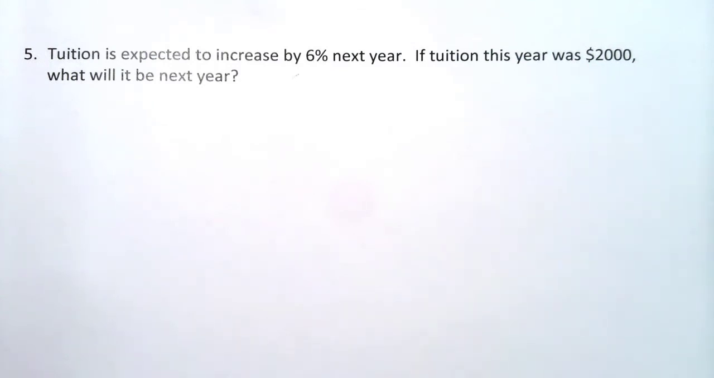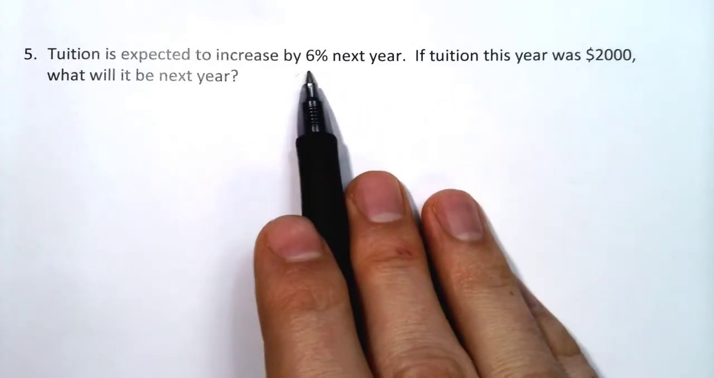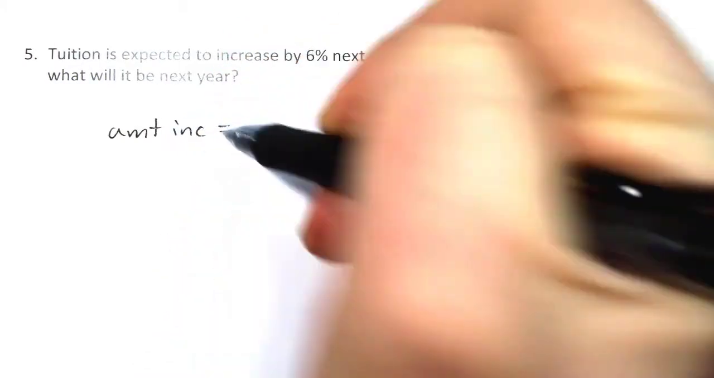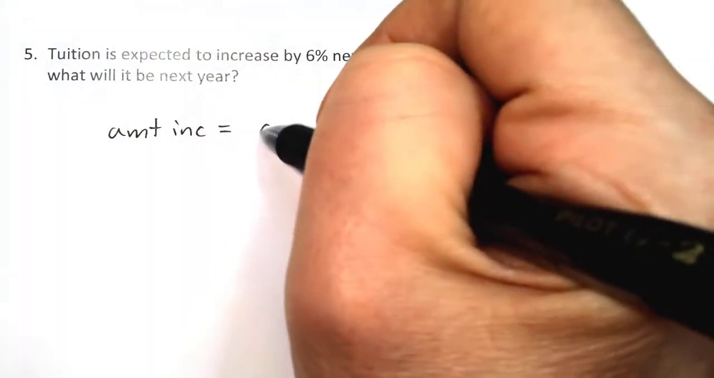So let's start by computing 6% of $2,000. And just like in the previous problem, we know that we just multiply the whole amount times the percent. And that's what we'll call the amount increase. I'll abbreviate that like this. It's the amount increase.